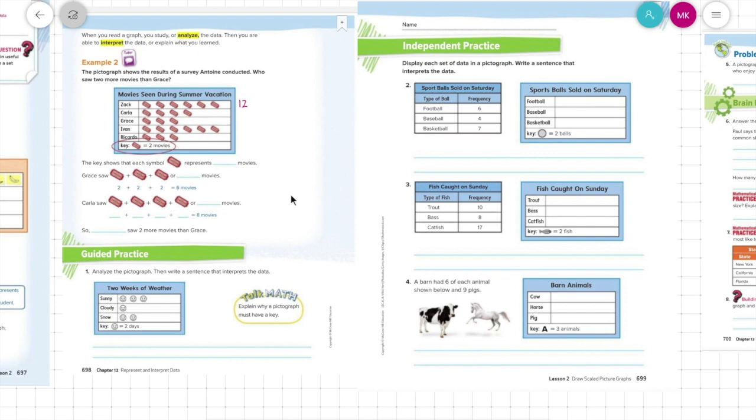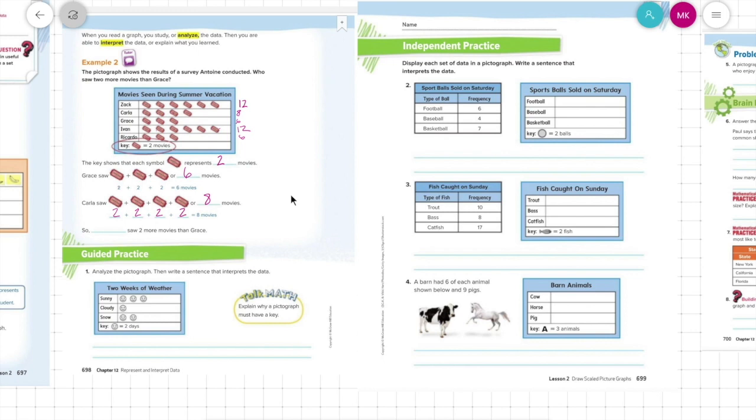Carla saw 2, 4, 6, 8 movies. Grace saw 2, 4, 6. Yvonne saw 2, 4, 6, 8, 10, 12. And Ricardo saw 2, 4, 6 as well. So the key shows that each symbol represents 2 movies. Grace saw 3 tickets worth, or 2 plus 2 plus 2, which equals 6 movies. Carla saw 2 plus 2 plus 2 plus 2, or 8 movies.